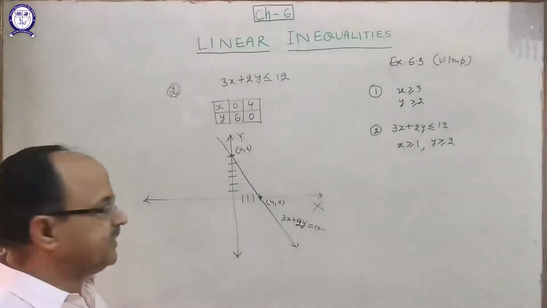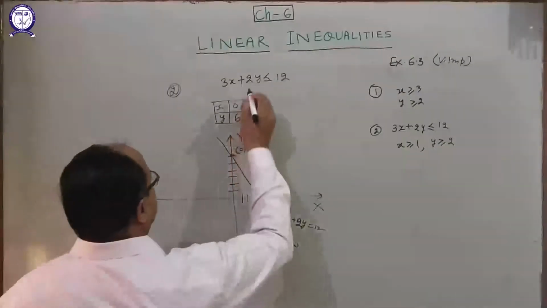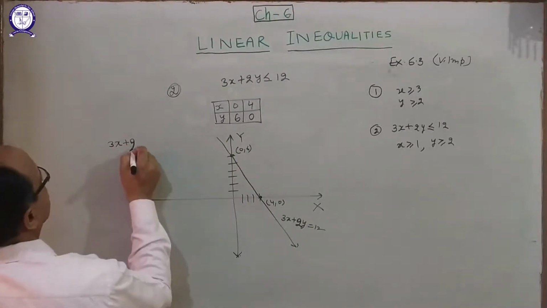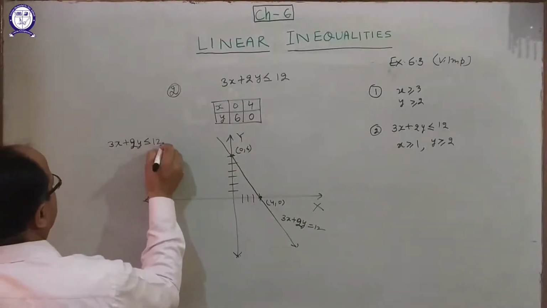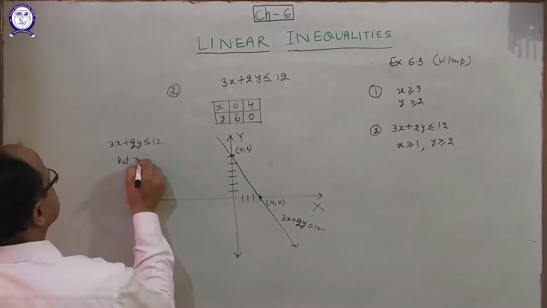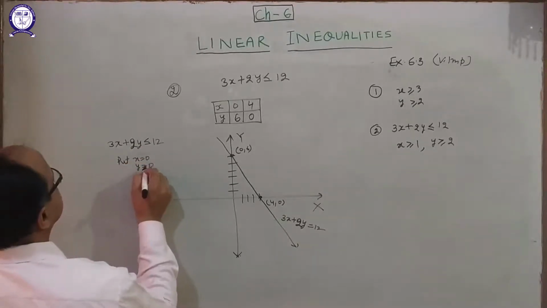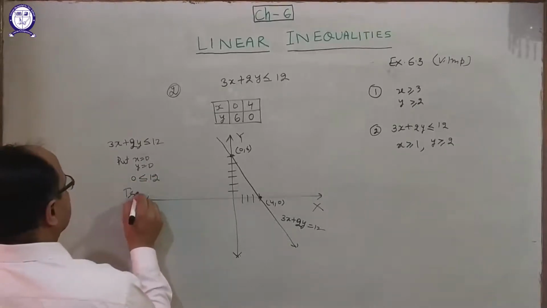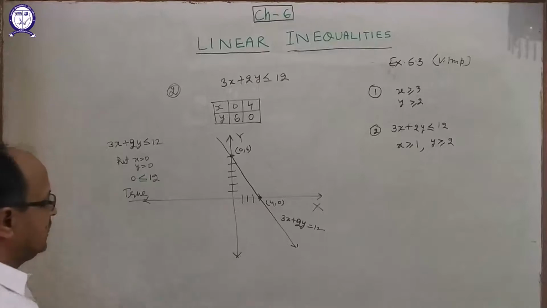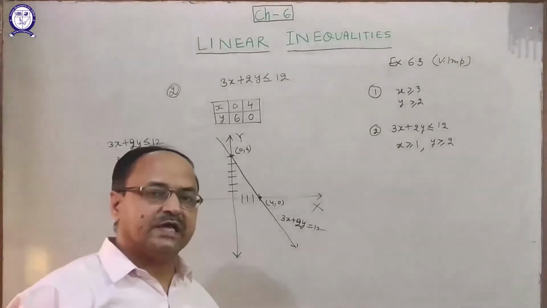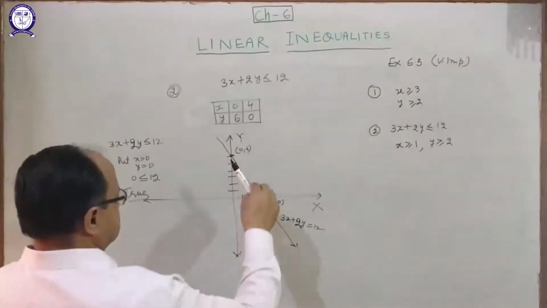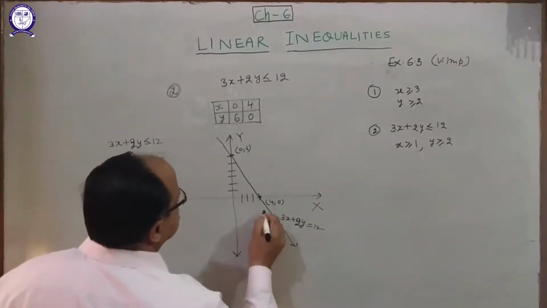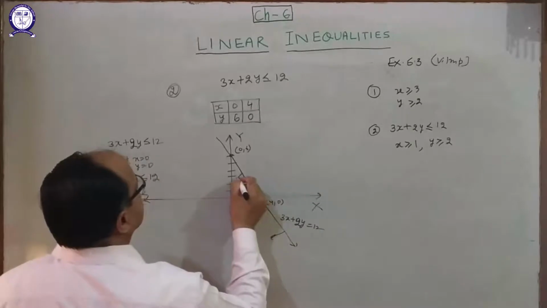So which is the shaded region? In this inequality, put 3x plus 2y less than or equal to 12. Put x is equal to 0, y is equal to 0. So 0 less than or equal to 12. Is it true or false? It is true. If it is true, the shaded portion lies towards the origin. This portion. Correct?